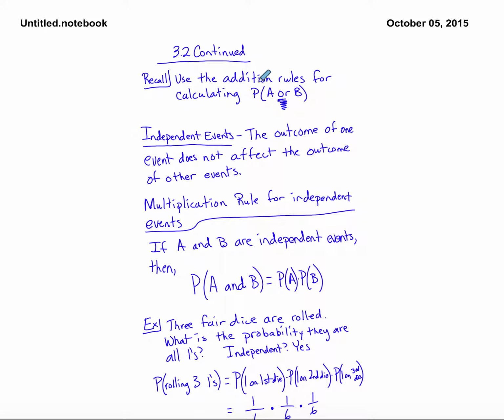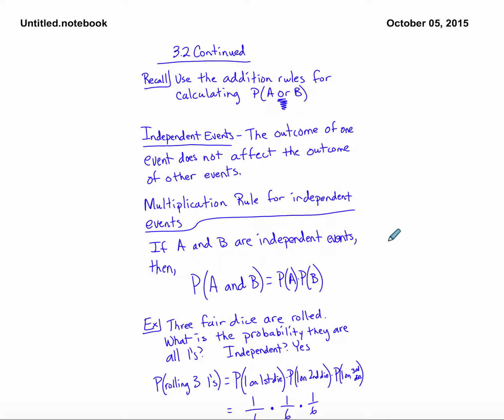So the addition rule is for ors. Independent events will be dealing with ands, but it also has some other pieces to it. The outcome of one event does not affect the outcome of another event, or the probability of the other event. So we talk about the multiplication rule for independent events. If A and B are independent events, then the probability of A and B is just the probability of A times the probability of B.